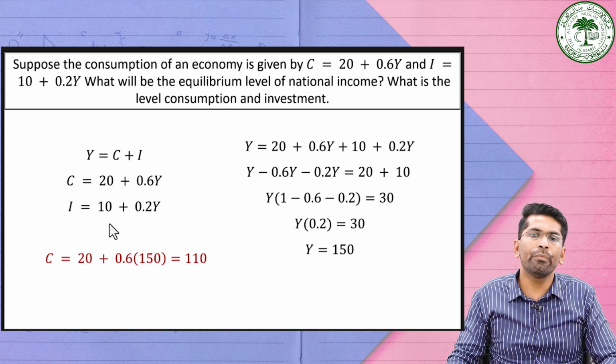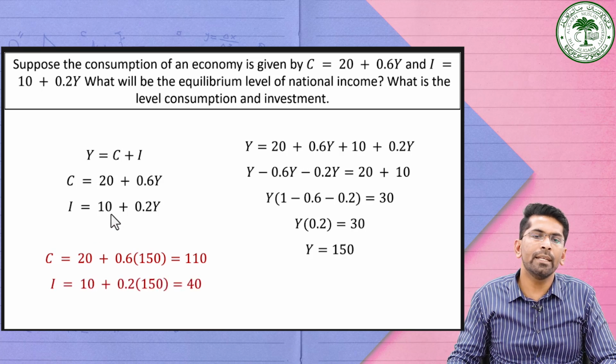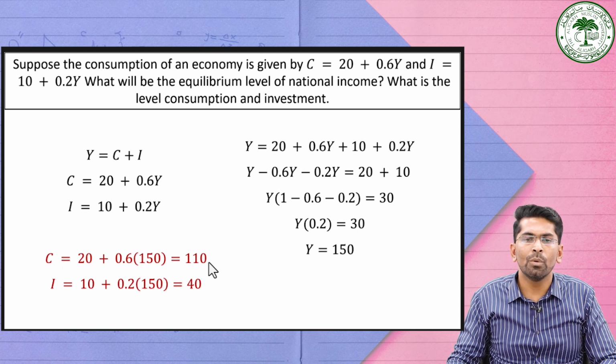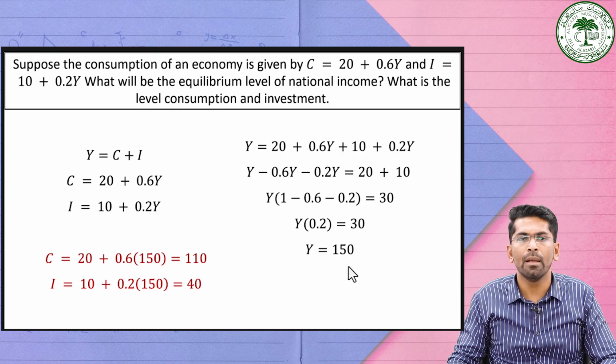And we also want to find out the level of investment. See, the investment function is given, that is 10 plus 0.2Y. So instead of Y, here I am substituting Y is equal to 150. So I is equal to 10 plus 0.2 into 150, and if you solve it, then you will get I is equal to 40. So Y, which is 150, is equal to consumption plus investment. So 110 plus 40, which is again equal to 150.